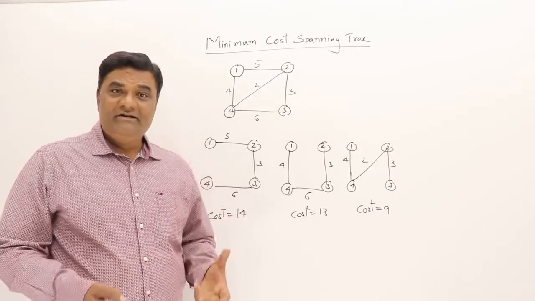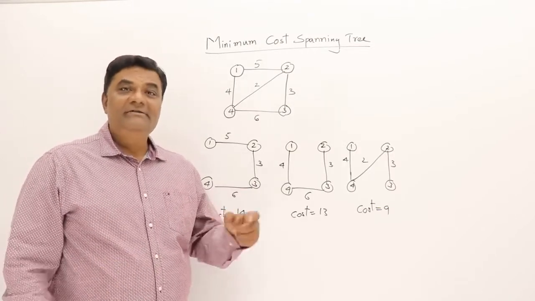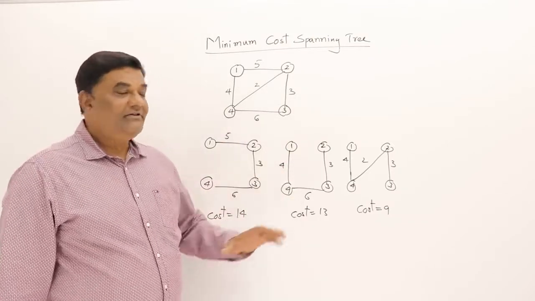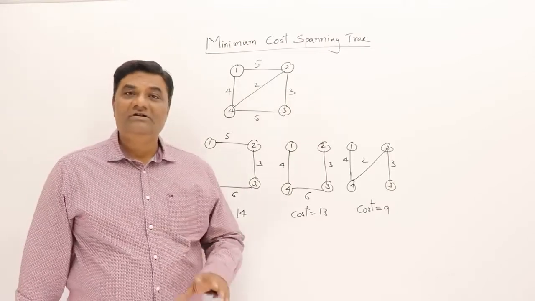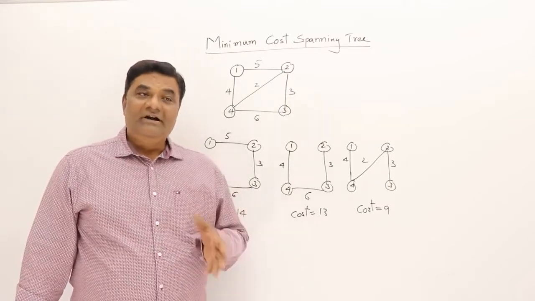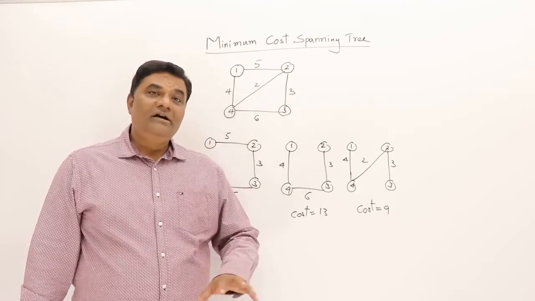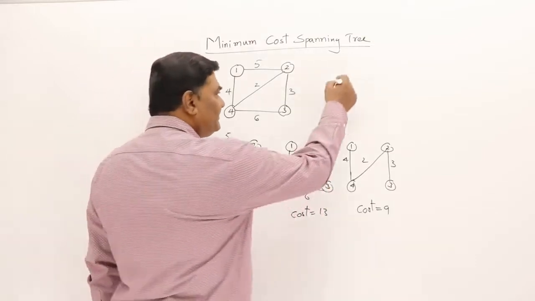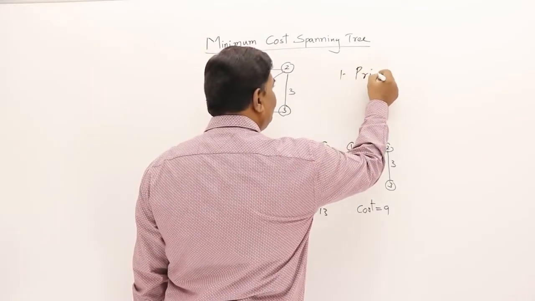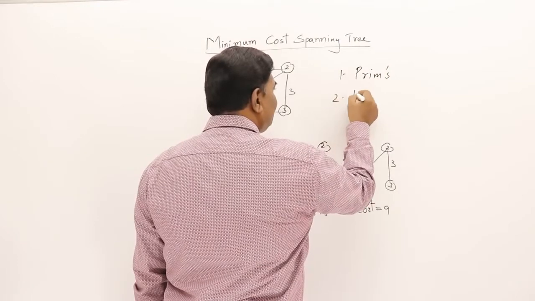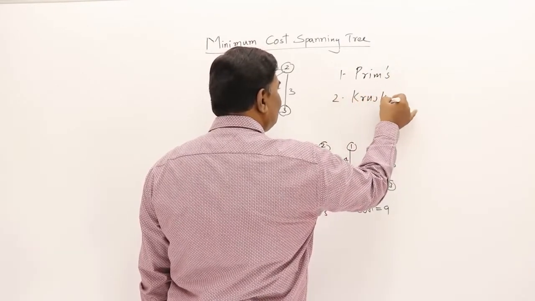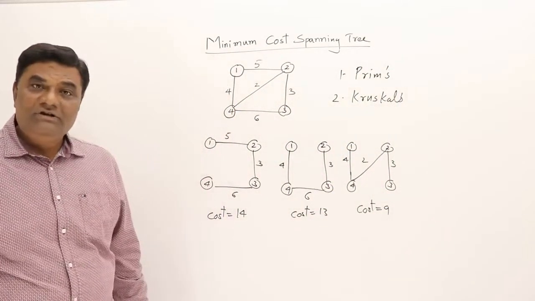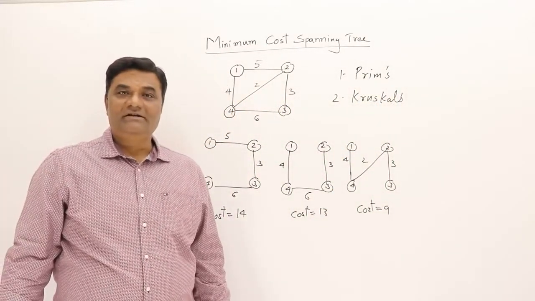Is there any greedy method? Yes, greedy methods are available for finding the minimum cost spanning tree. If a weighted graph is given, you can find the minimum cost spanning tree by following the method without finding all possible spanning trees. So what are those methods? One method is Prim's algorithm and the second method is Kruskal's algorithm. There are two algorithms for finding minimum cost spanning tree.